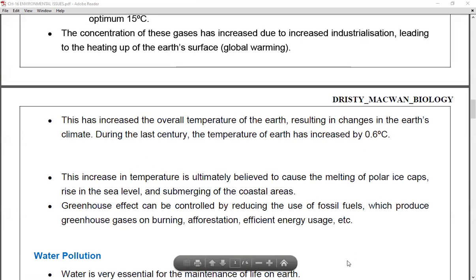The greenhouse effect can be controlled by reducing the use of fossil fuels, right? You should use fossil fuels in a limited manner. Fossil fuels produce greenhouse gases on burning. Afforestation and efficient energy usage can also help. So a reduction in the use of fossil fuels can lead to control of the greenhouse effect. This is all about the first type of pollution, and that is air pollution.